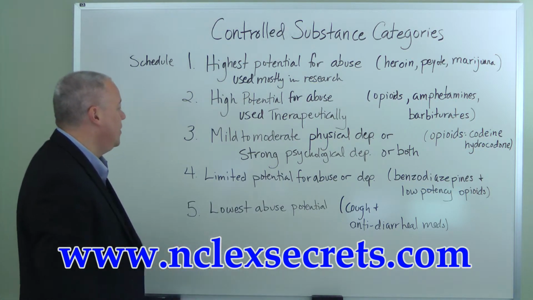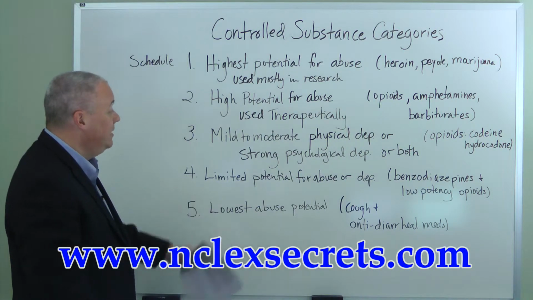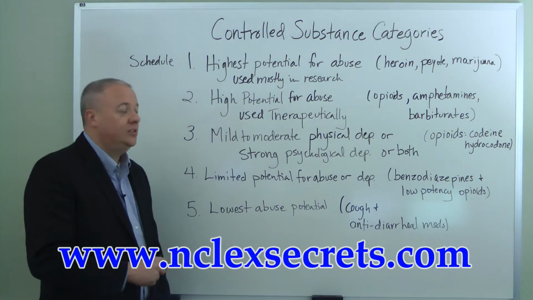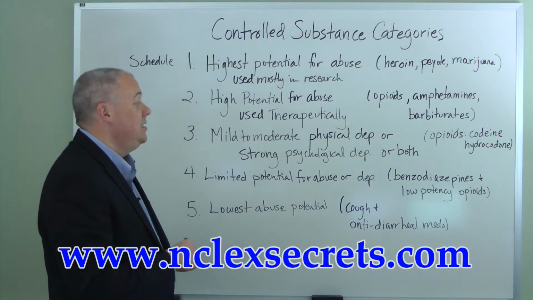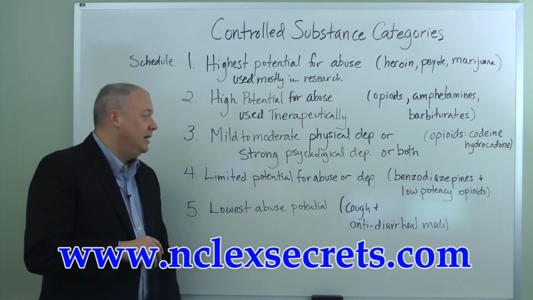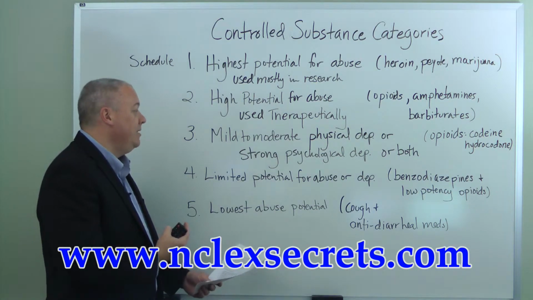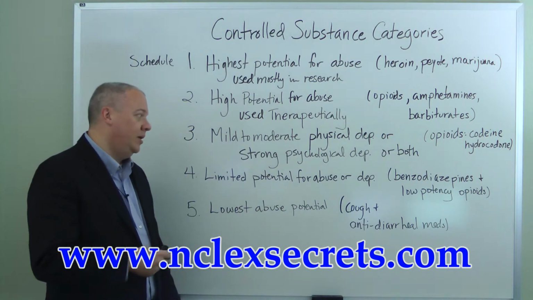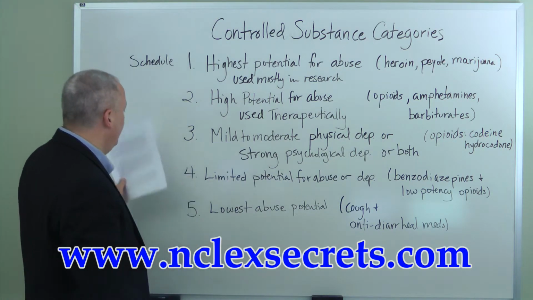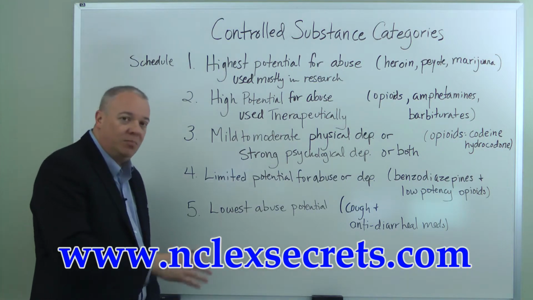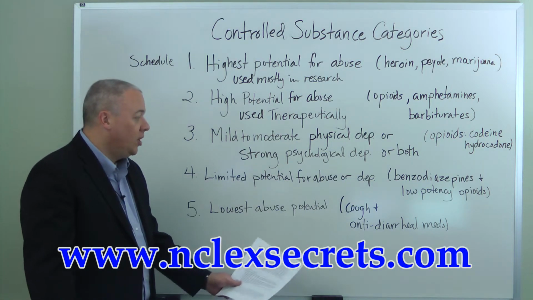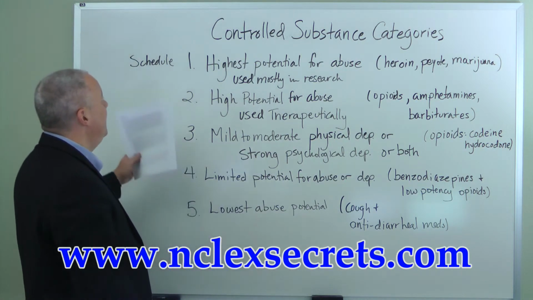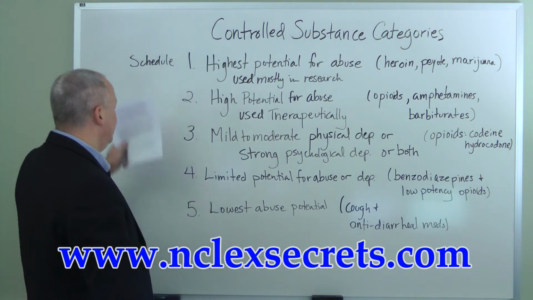And then Schedule 4 are those controlled substances that have limited potential for abuse or dependence. So limited potential for abuse or dependence is Schedule 4. These are benzodiazepines and low potency opioids. They're less likely to be abused and less likely for people to become either psychologically or physically dependent upon them. And then those controlled substances that are put into Schedule 5 have the lowest abuse potential, and these would include cough and antidiarrheal medications.